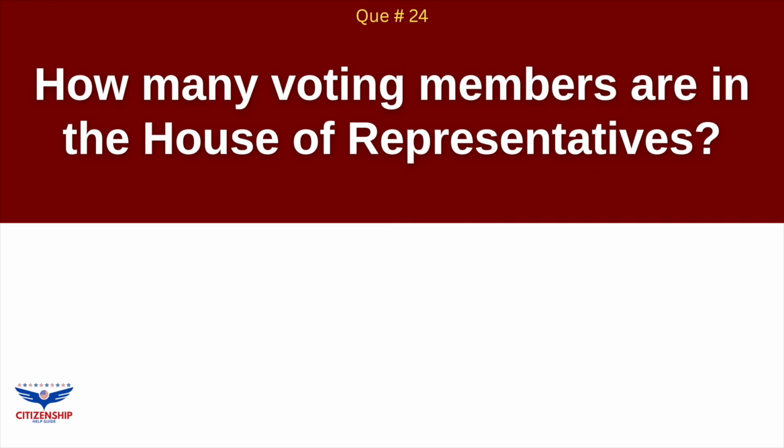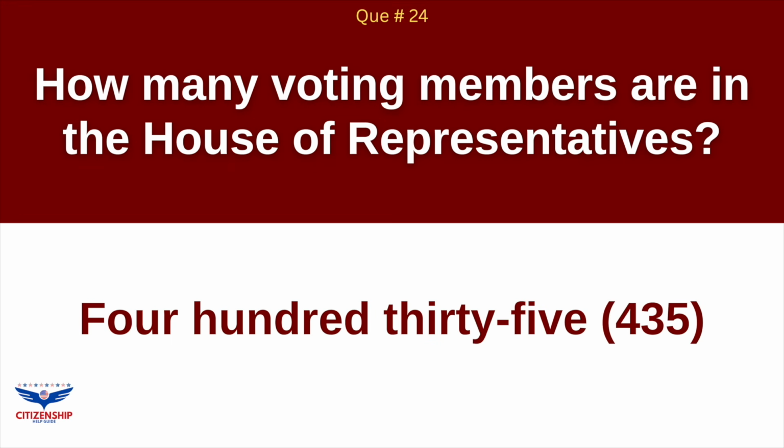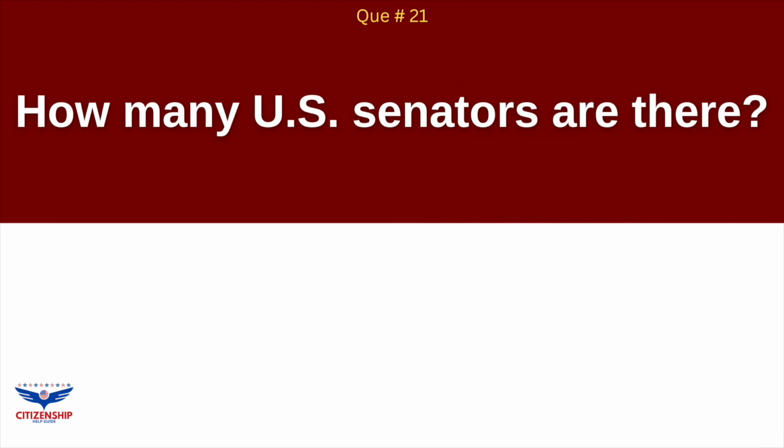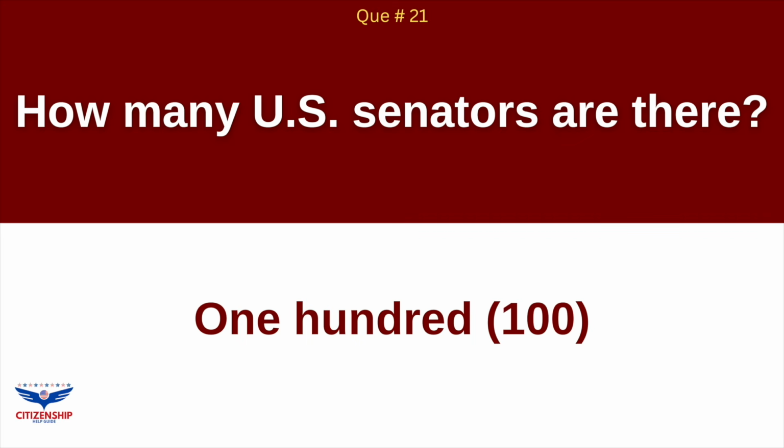How many voting members are in the House of Representatives? 435. How many U.S. senators are there? 100.